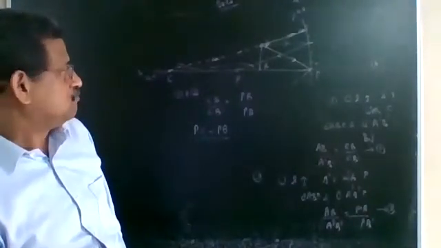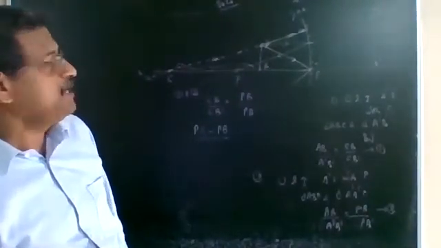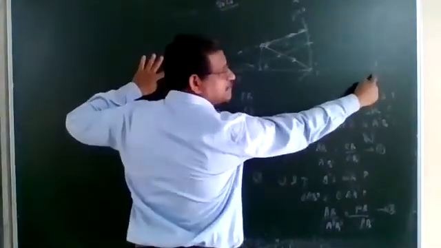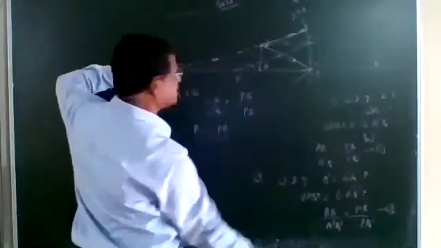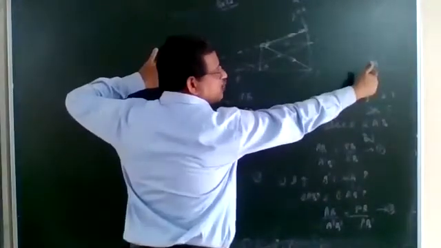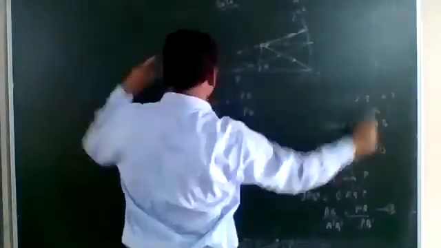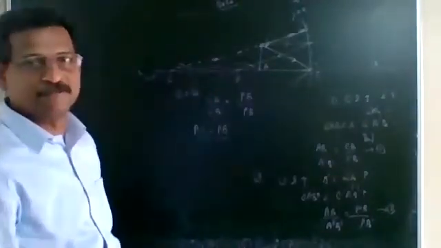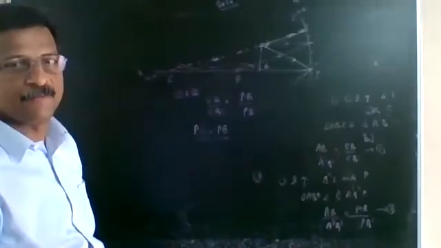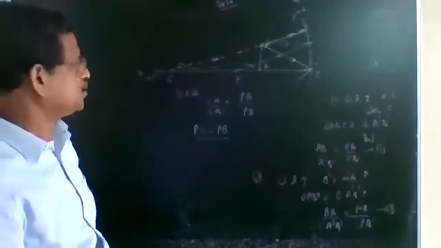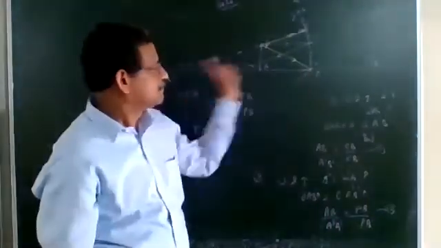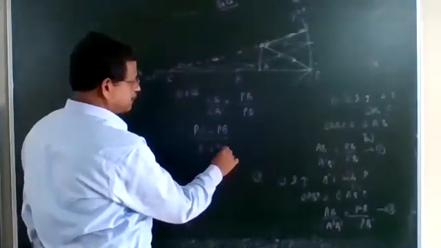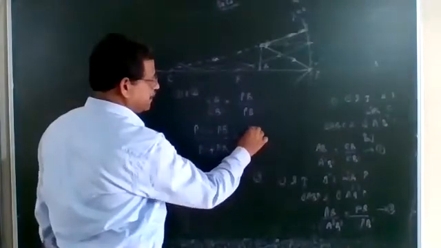CB dash. Left to right. Left side, CB dash is there for a full distance. Can you see that full distance? C to B dash, how do you write that? PC plus PB dash. Okay, very good. PC plus PB dash equal to PB divided by PB.